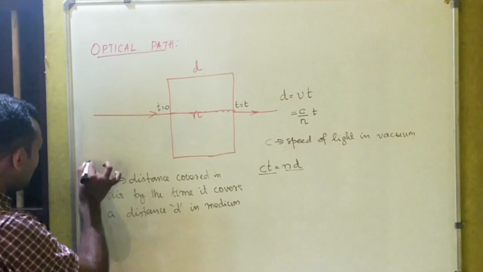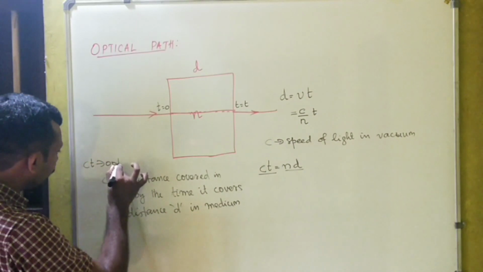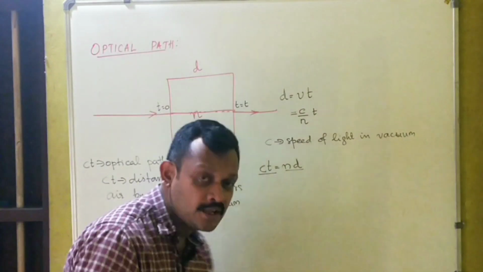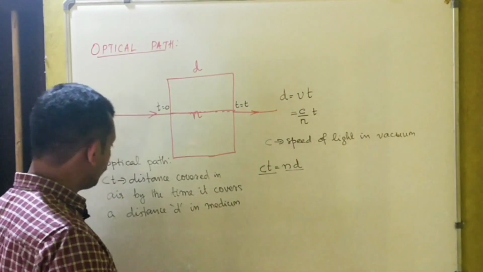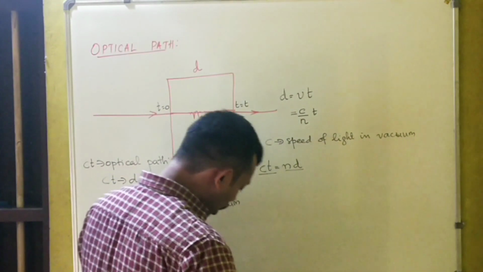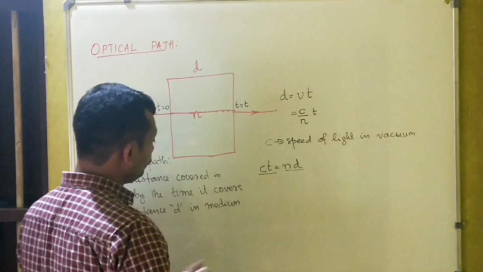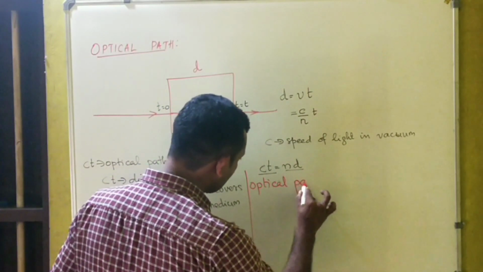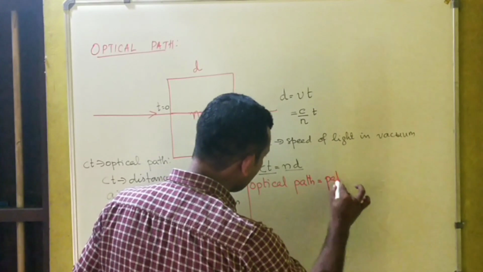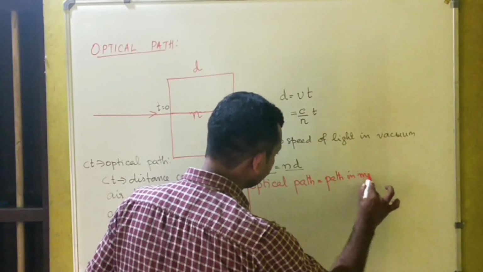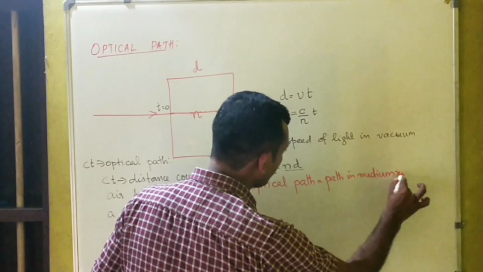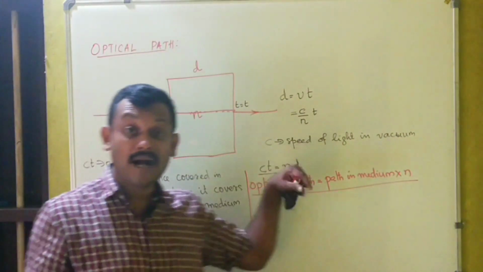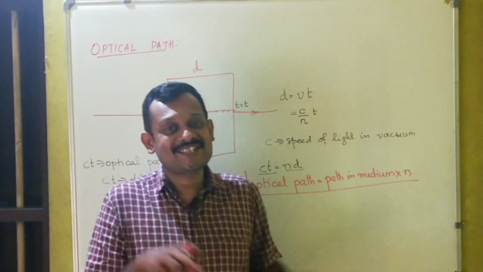Now I am calling this CT by the name optical path. CT is called optical path. So my question, how will you define the optical path equivalent to the medium? I am writing here, optical path is equal to path in medium into the refractive index of the medium. So optical path is a path in medium multiplied by the refractive index of the medium.